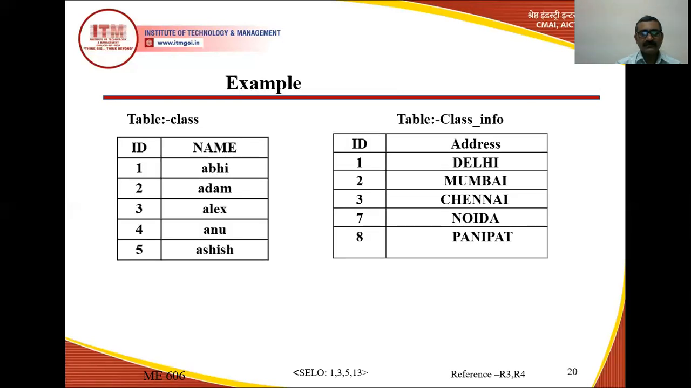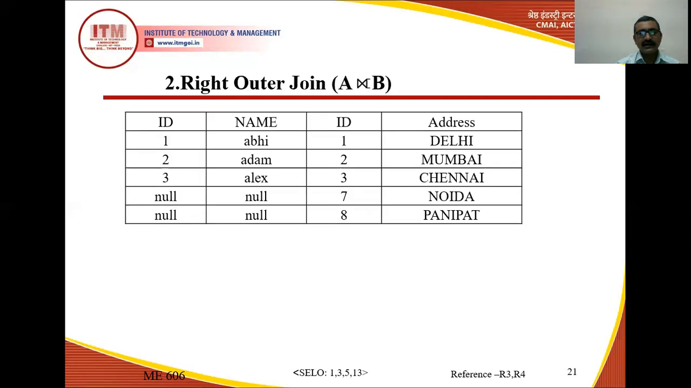So there's a combination of two tables, class and class info, and we can perform the right outer join. The class ID is the first table, and the class info is the second table. We can merge two tables and perform the right outer join. So the output is that ID, name, and ID, address.